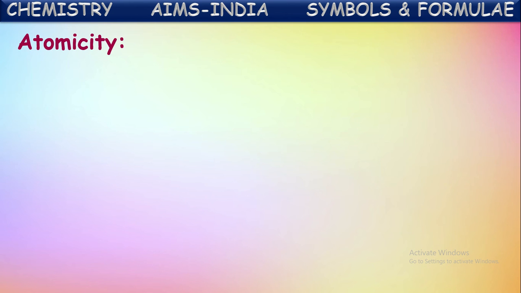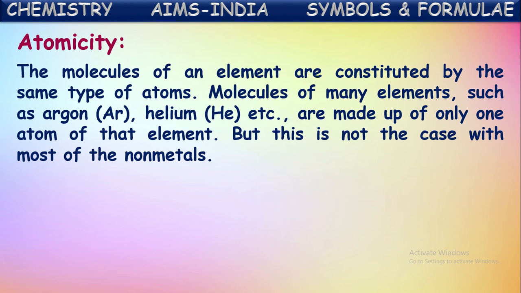Now, let us see another concept, atomicity. The molecules of an element are constituted by some number of atoms. Molecules of many elements such as argon, helium, etc. are made up of only one atom of that element, isn't it? Because we know these elements are the least reactive elements. They do not combine with any other elements, and they won't even combine with themselves. They will always exist in the individual atom form. So in their molecules there will be only one atom.